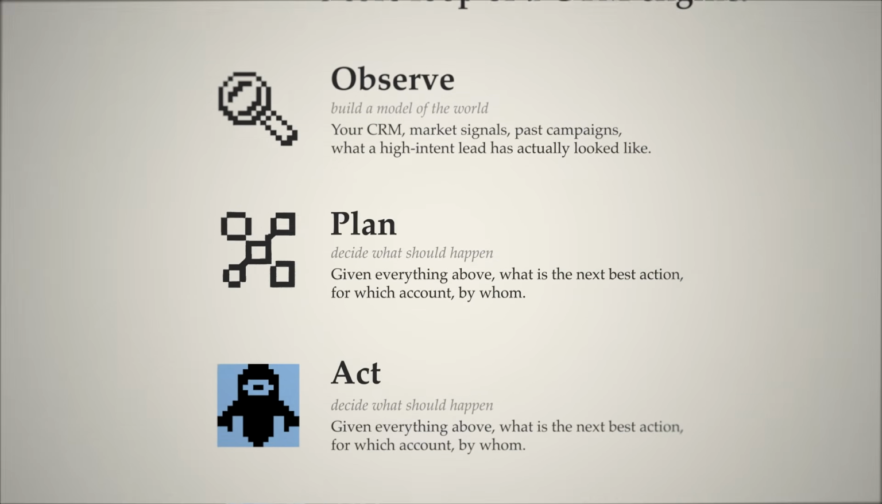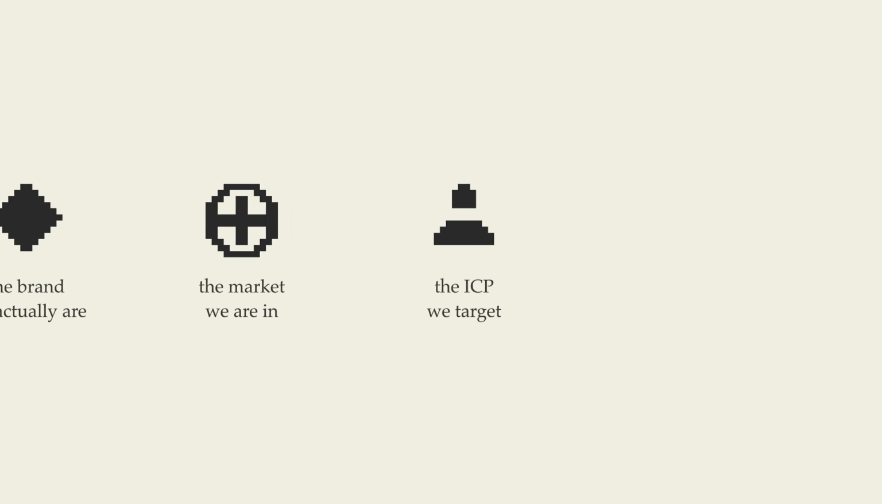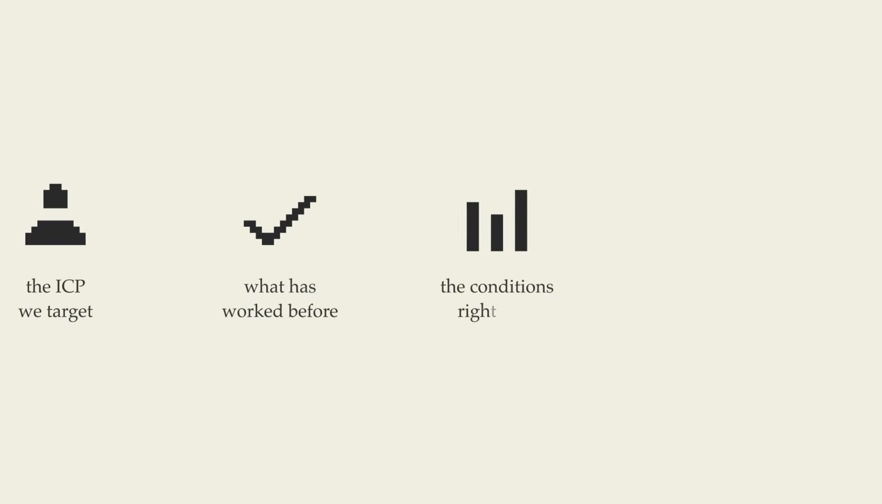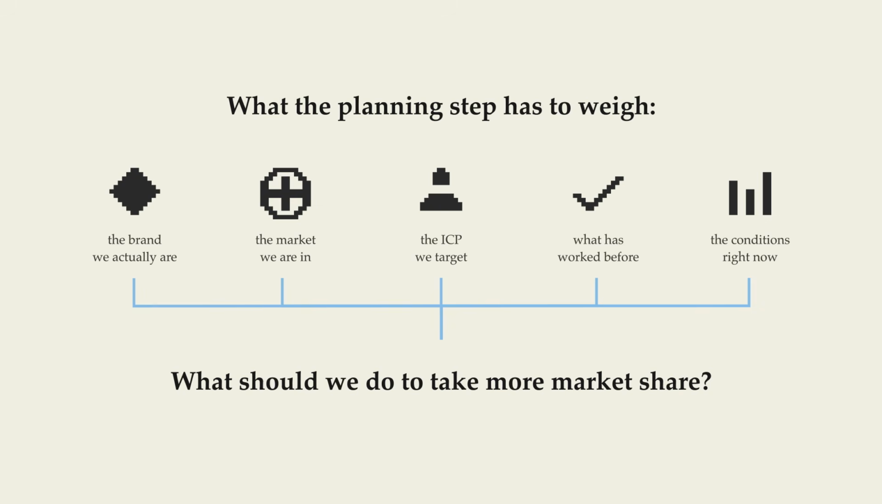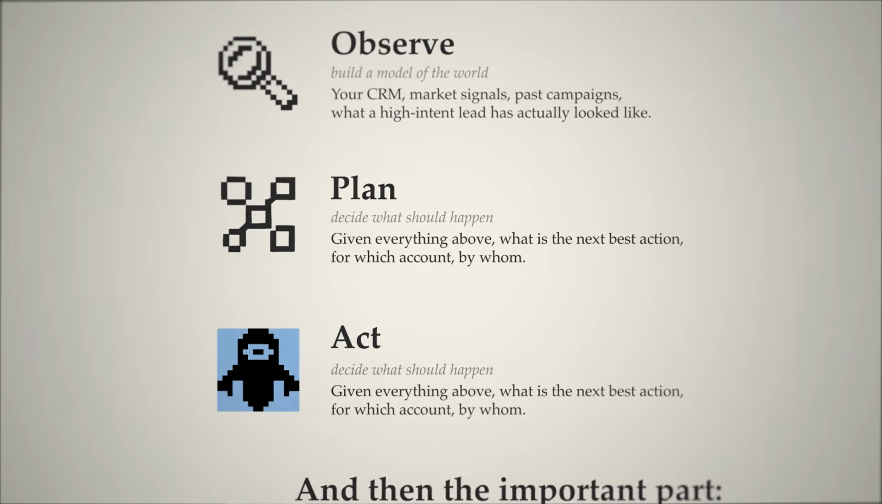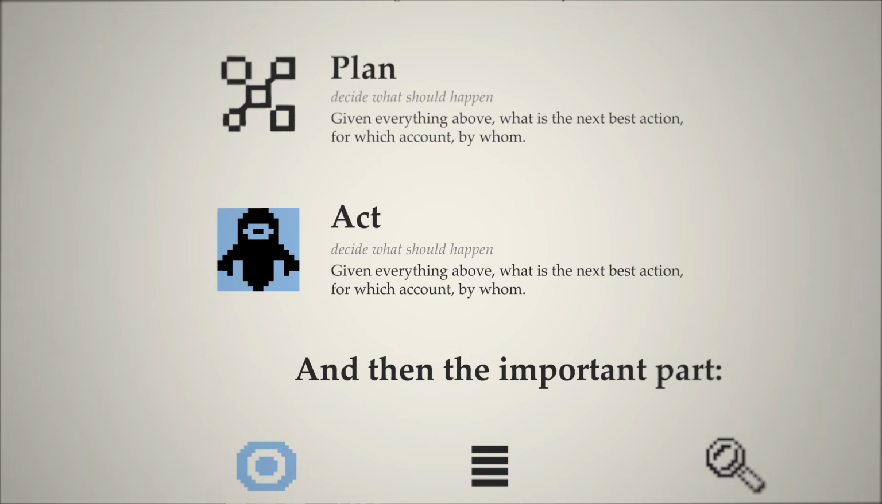So once it has all that data from when it observes, then it can start to plan. So given everything above, given the fact that we are this brand in this market, targeting this ICP with these things that have worked before in these market conditions, what should we do to take more market share? So some sort of planning process. In a lot of the engines that I see, and we'll go over my framework later, you see the humans do a lot of the planning process. But once that planning process is done, either by humans or even by machines where they simulate, then it will act. So do we route these plans to an agent? Do we give this to a sales rep? Do we do this? So then it acts, it carries out the process, and then from there, it observes.